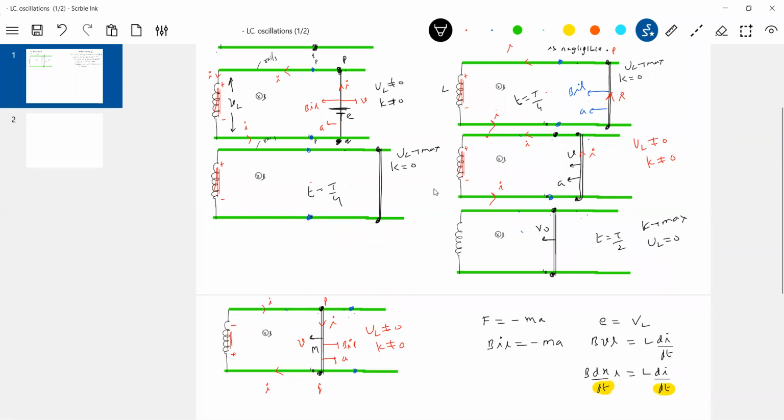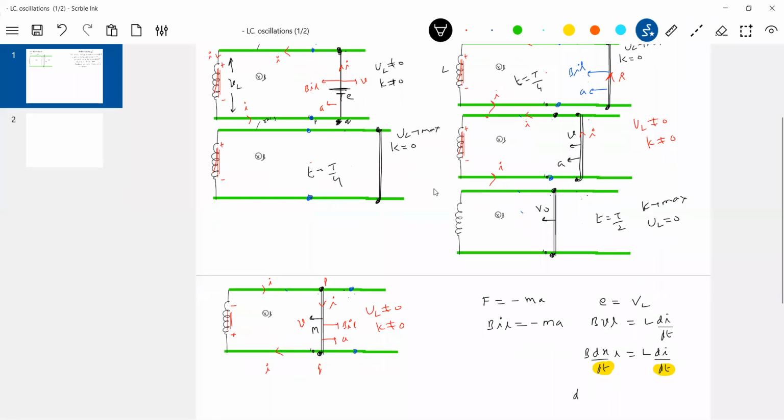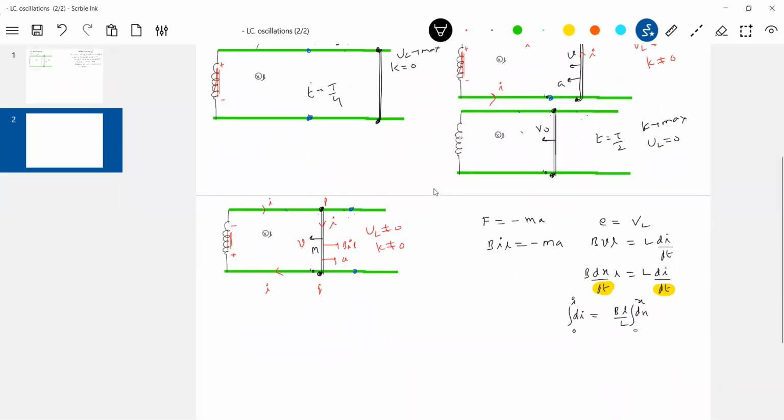So I do get now the expression for di, which is equal to B l by capital L into dx. Let's integrate this, 0 to I, 0 to x. So what is the expression for I? I equal to B l x by capital L.